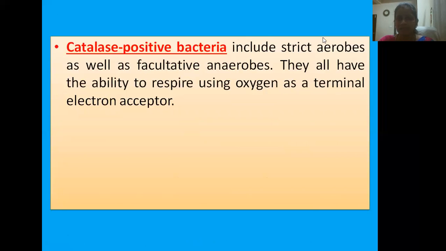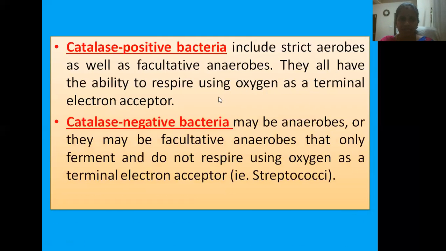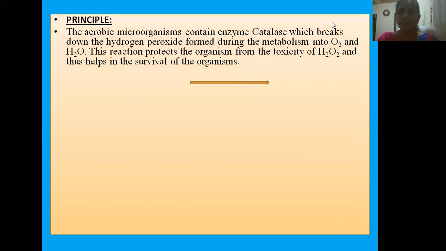Catalase positive bacteria include strict aerobes as well as facultative anaerobes. They all have the ability to respire using oxygen as a terminal electron acceptor. Catalase negative bacteria may be anaerobes or they may be facultative anaerobes that only ferment and do not respire using oxygen as a terminal electron acceptor, for example streptococci. Now let us go to the principle behind this experiment.